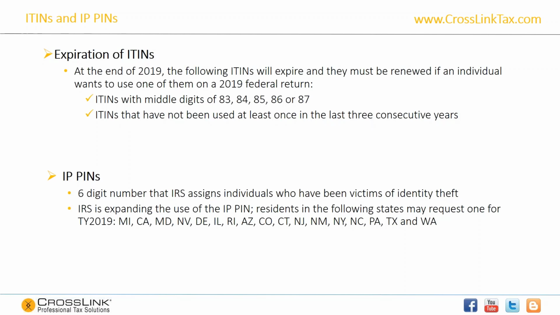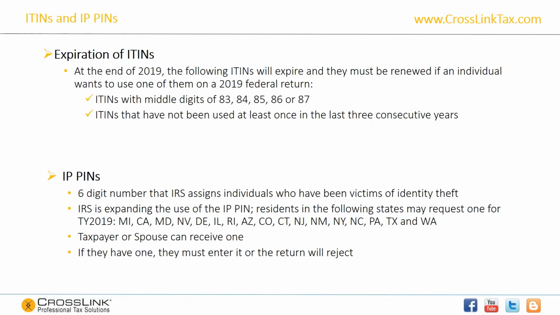You see the list right there. I rattled it off, but just take a moment and take a look at that. Okay? Taxpayer and spouse can receive one of these, and if they have one, they must enter it or the return will reject. And finally, if they lose it, they can retrieve it by using the Get an IP PIN tool on the IRS website. And I'm sure all of you have looked at the IRS website. There's a plethora of information that's available. This is a perfect example. This is where you would retrieve something if you have lost an IP PIN.